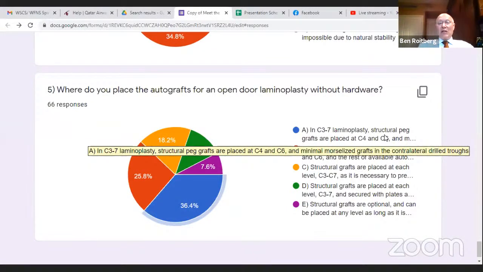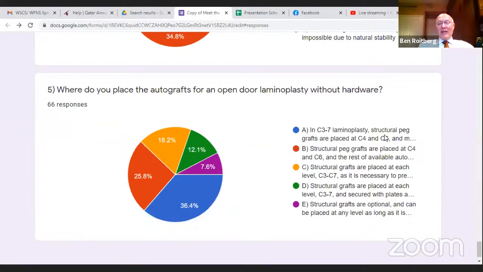So using the rest of the available autograft, which is answer B, is I believe incorrect because you may enhance and accelerate fusion between the levels, and in this case you don't need to fuse C4 to C5, only the ring of C4 or the ring of C5 or the ring of C6. You don't really need to fuse between the levels. So as most of the responders answered correctly, you put the pegs at C4 and C6 and a little bit of graft on the other side.